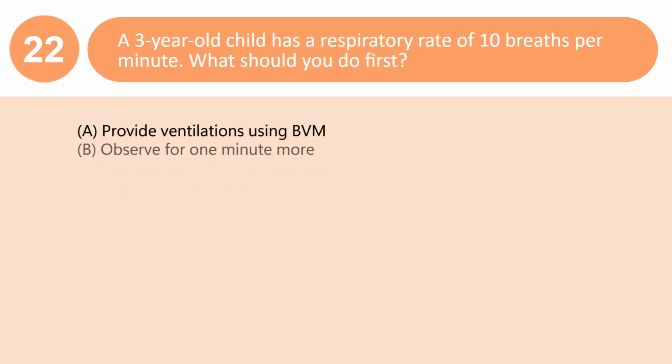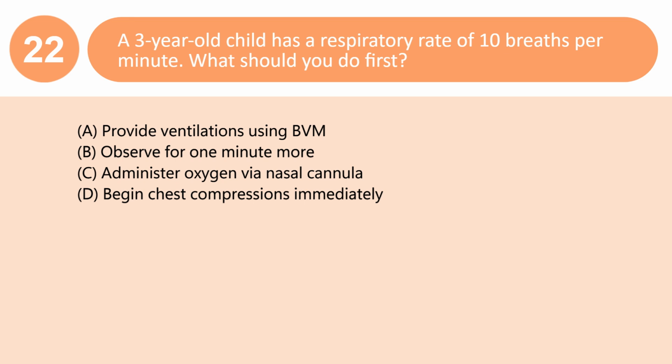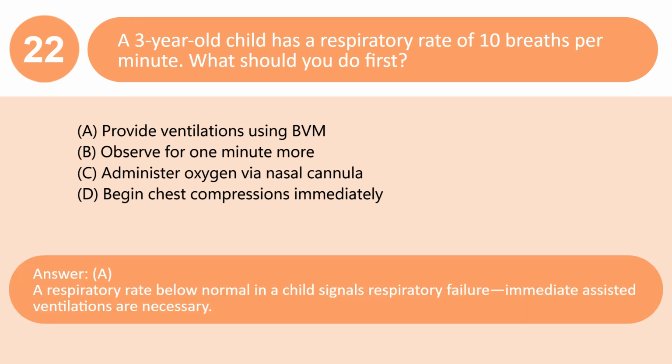A 3-year-old child has a respiratory rate of 10 breaths per minute. What should you do first? A. Provide ventilations using BVM. B. Observe for 1 minute more. C. Administer oxygen via nasal cannula. D. Begin chest compressions immediately. Answer A. A respiratory rate below normal in a child signals respiratory failure. Immediate assisted ventilations are necessary.